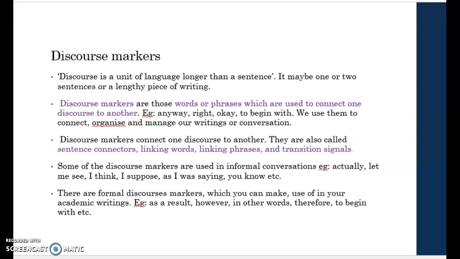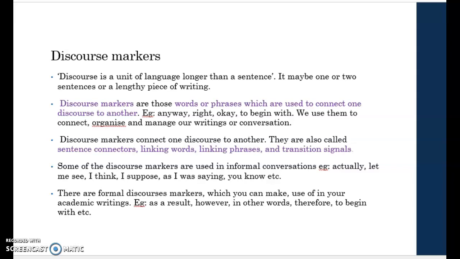There is also the use of discourse markers. Discourse is a unit of language longer than a sentence. It may be one or two sentences, or a lengthy piece of writing. Now, discourse markers are those words or phrases which are used to connect one discourse to another. For example, if you're planning to connect two sentences, there should be a linking word.